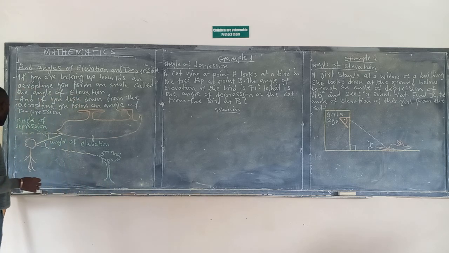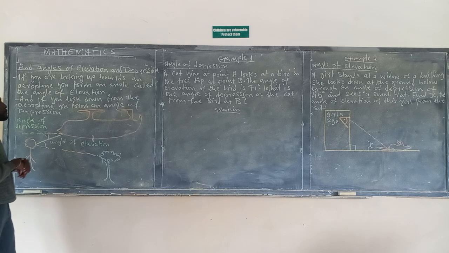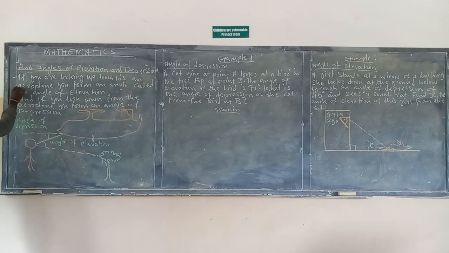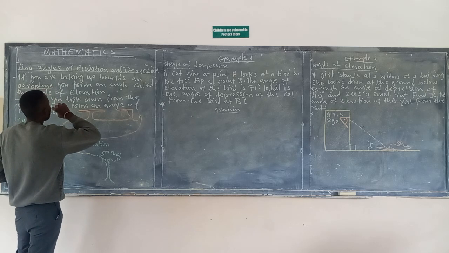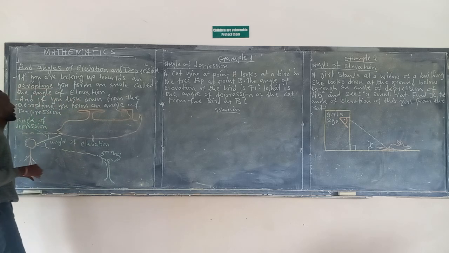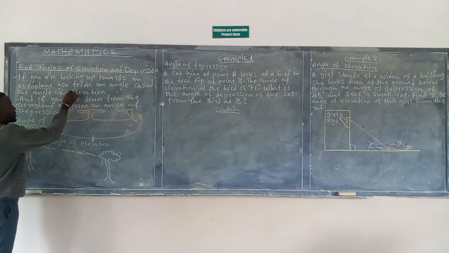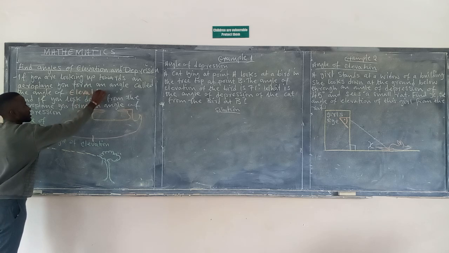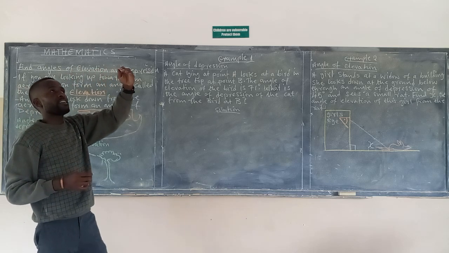Now, what are angles of elevation? If you are looking up towards an airplane, or let's say you are looking up towards something, you form an angle called the angle of elevation. So when you look up towards something, you form an angle that we call the angle of elevation.